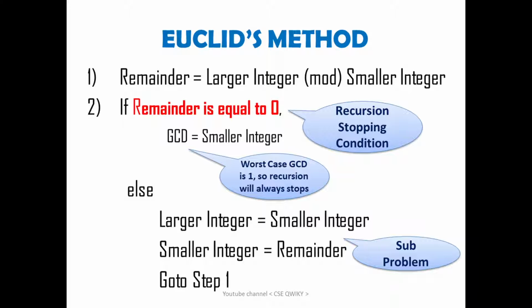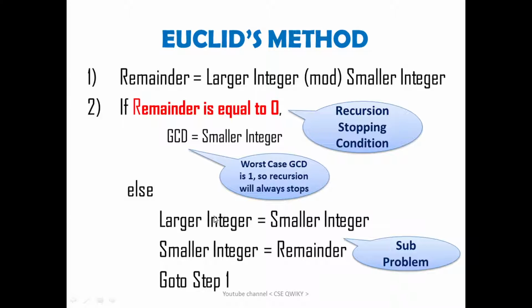You keep the remainder. If the remainder is equal to 0, then that smaller number, that denominator which divides the larger number giving a remainder 0, is the GCD. That's the end of the logic. But if it is not equal to 0, you have to go to the else part.